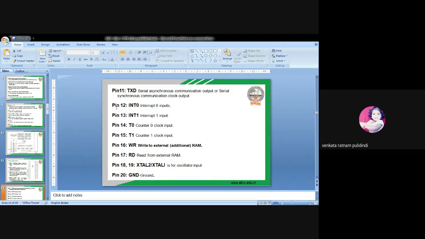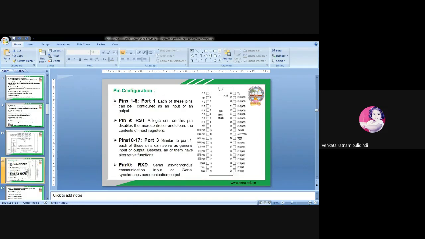Pin number 12 is the interrupt not, and it is nothing but interrupt one. These two are used for the interrupt mechanism. Now these two are used for the timers.